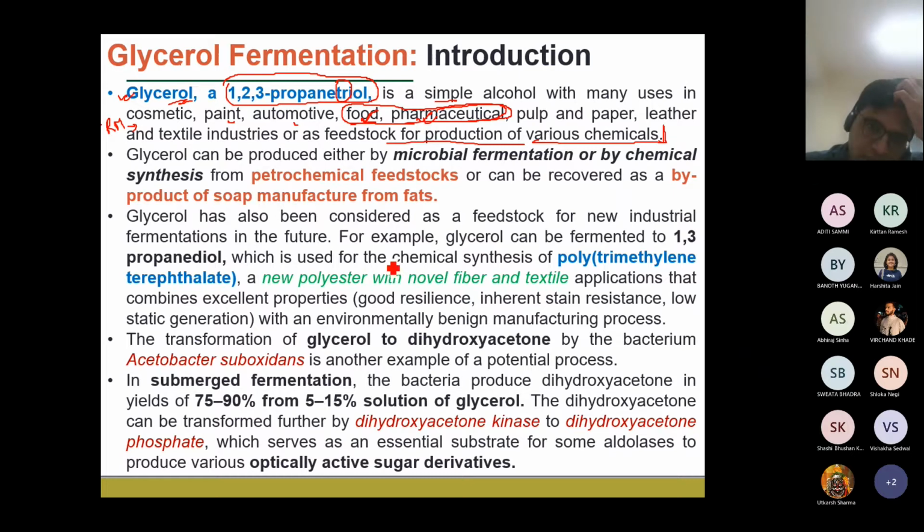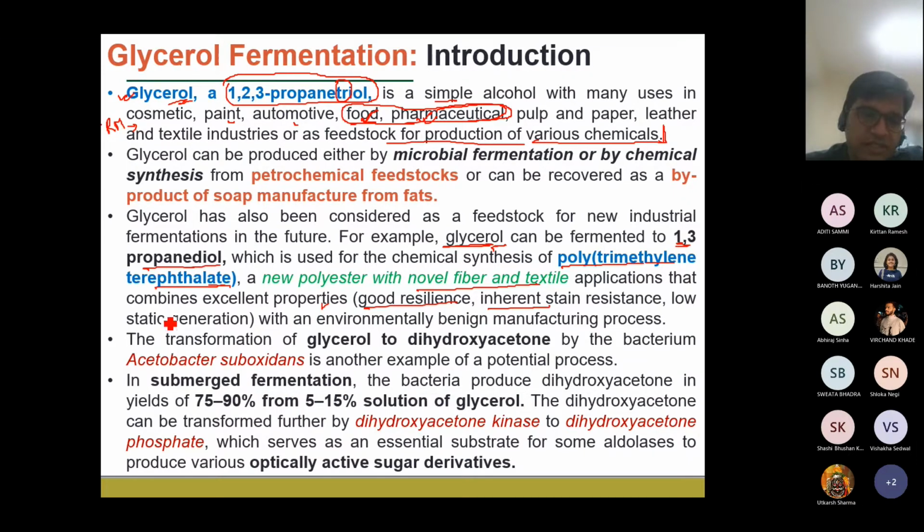Some examples of products made from glycerol, especially in the chemical industries: glycerol can be fermented to produce 1,3-propanediol. Okay, and this propanediol can form feedstock for the production of trimethylene terephthalate. These new polyesters, which are basically used in fiber and textile applications, possess excellent properties like very high strength, good resilience, inherent stain resistance, and low static generation.